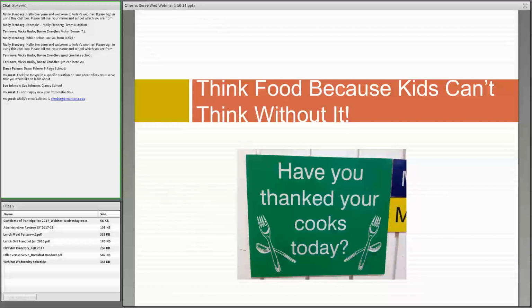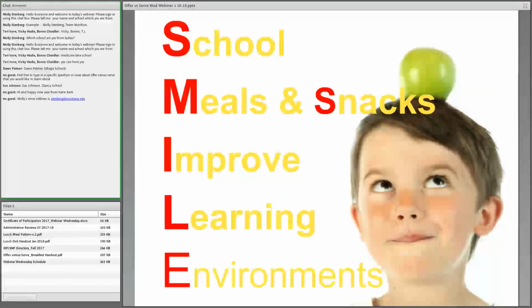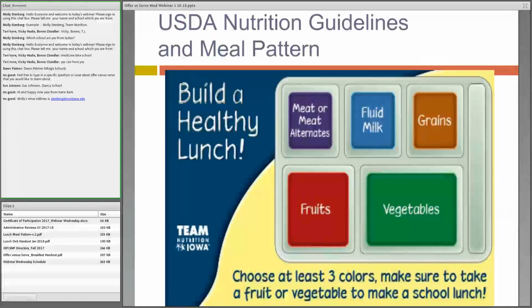You guys are so important in a school because if kids don't have good food, they're not able to perform well or feel well in class. So we know that school meals and snacks improve learning environments, and offer versus serve really can help improve your school lunch program. We're following nutrition guidelines based on My Plate, and so building a healthy lunch, a lot of you have seen this before, looks like this.